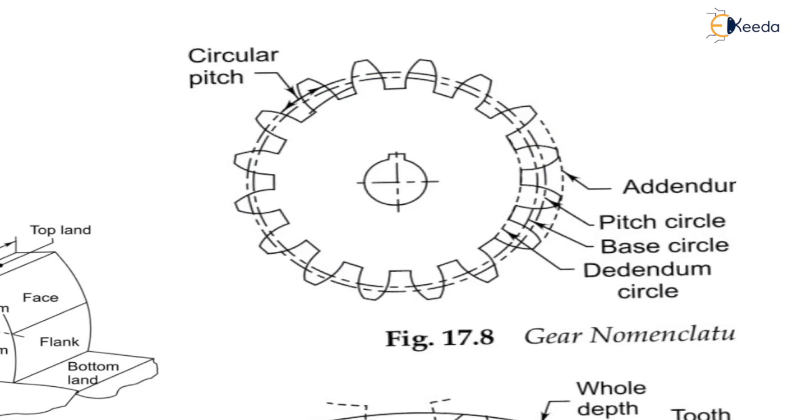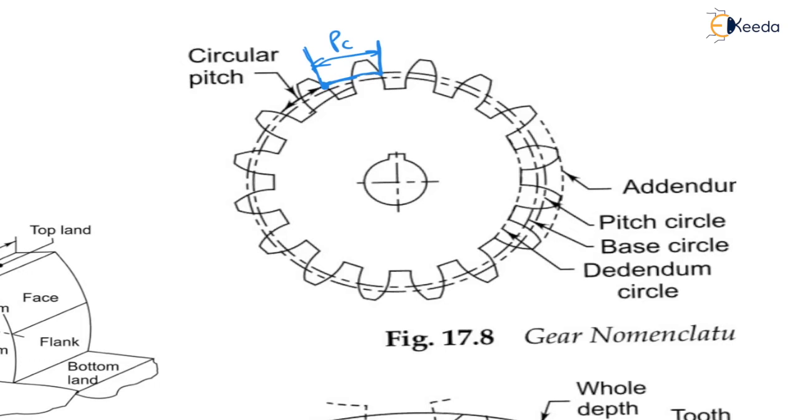Now there is one more terminology which is very much important, that is circular pitch. Circular pitch is nothing but the circular distance between two consecutive teeth. That is, if I consider this point at pitch circle on the tooth, then on the nearest tooth I have to consider the same point in circular way at pitch circle. The distance between these two consecutive points is called circular pitch, right? It is PC, circular pitch.